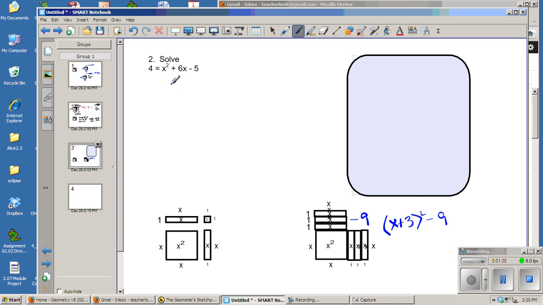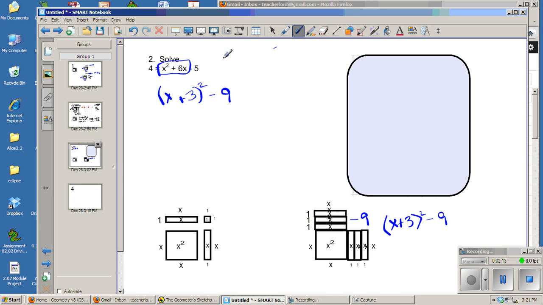Then I would need to really have a complete square. So instead of saying this part, x squared plus 6x, I'm going to call that x plus 3 squared. Let's just erase that. Minus 9. Okay, so instead of writing x squared plus 6x, I'm going to write x plus 3 squared minus 9.